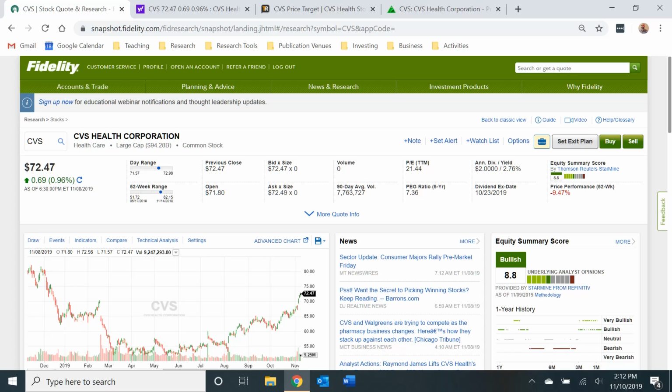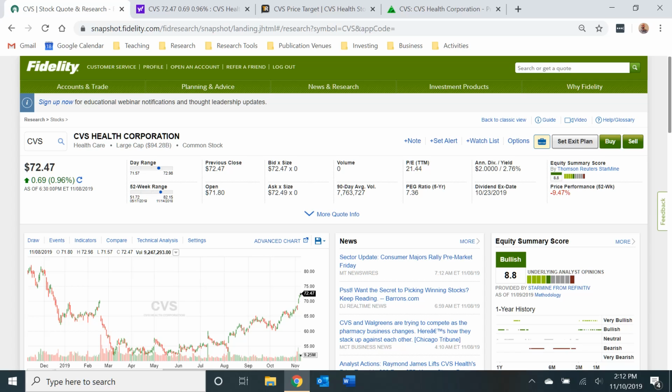Today, we're going to talk about how to determine a fair valuation of a stock, how to determine whether a stock is fairly valued, undervalued, or overvalued. We're going to look at CVS as our example stock today because that's one of the ones that I am watching fairly closely. We're going to start with Fidelity.